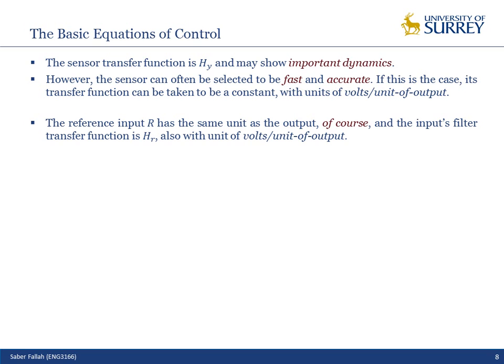As we discussed, the output and input of the closed-loop system are the same, but the output and input of the sensor are different. The input is usually displacement, acceleration, velocity, angle, whatever you want to measure, and the output will be voltage. So the unit of the gain will be volts per unit of output of the system. And the same for the shaping block.